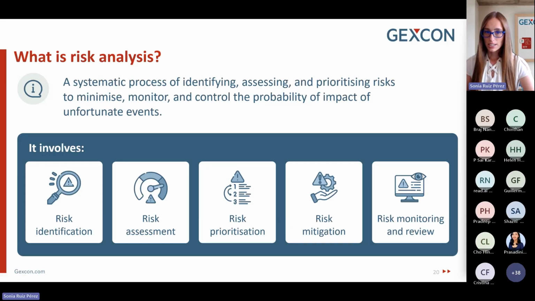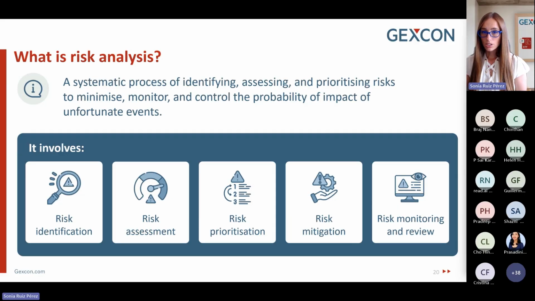The second step is a risk assessment, and this one is performed to evaluate the likelihood and impact of these hazards using either qualitative methods like expert judgment or quantitative methods such as using data from past incidents and simulation tools to assess what's the extent of these different events. Third, we have risk prioritization, which consists of ranking risks by severity and likelihood, helping us focus on the most critical issues.